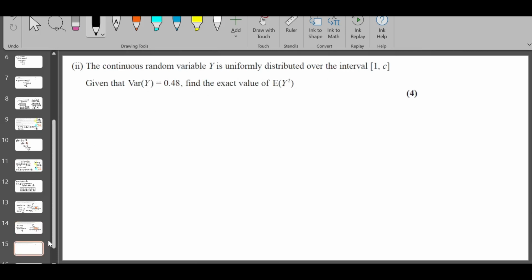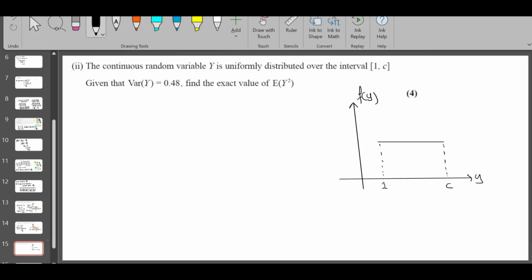Let's look at part double I now. They're talking about another variable y that is uniformly distributed over the interval 1 comma c. So I'm gonna draw the little diagram. This is f of y and then the y-axis here. The function is from 1 to c. So definitely c should be a positive number because it should be greater than 1, right?